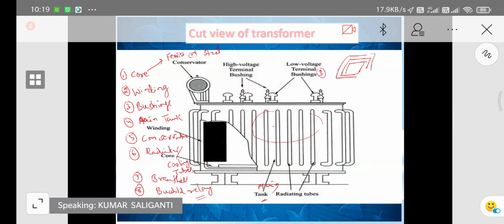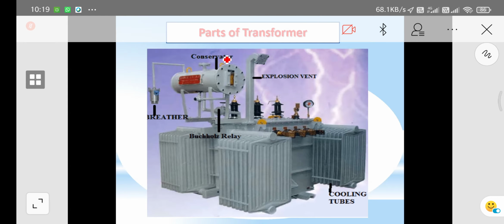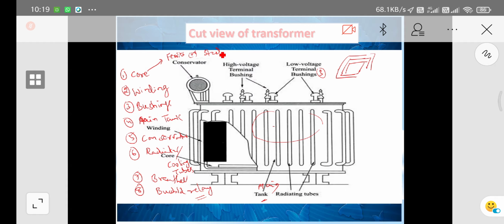Whenever the core is laminated, there will be silicon steel. Around 4 to 5% silicon is added to the steel, in order to reduce the hysteresis losses. And whenever the steel is laminated, the eddy current losses are reduced. So coming to the winding.